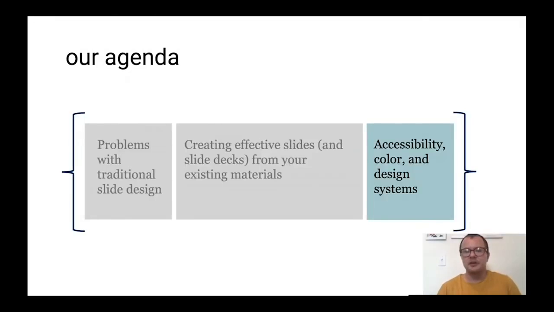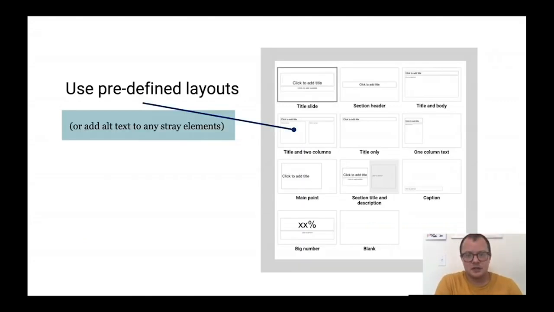Awesome. Now that concludes the creating effective slides and slide decks from your existing materials section, and we are on to our final section, accessibility, color, and design systems. So the first piece that I want to talk about in this section is about using predefined layouts to reduce the amount of work that you'll have to do later to ensure that students who use a screen reader can access your slides.